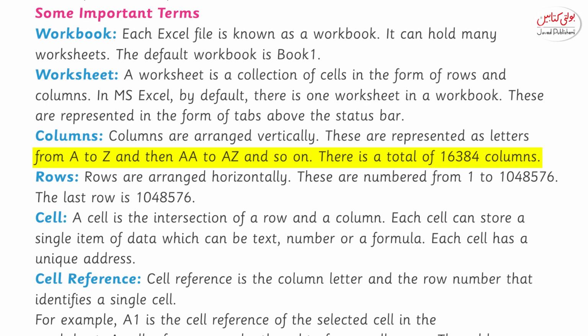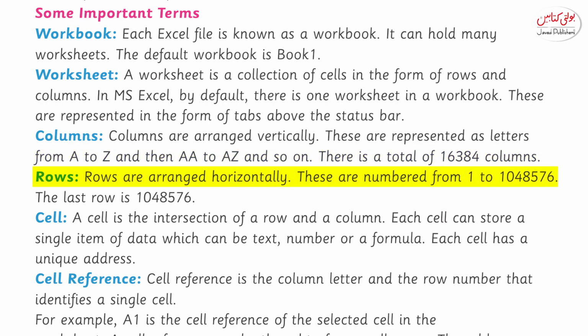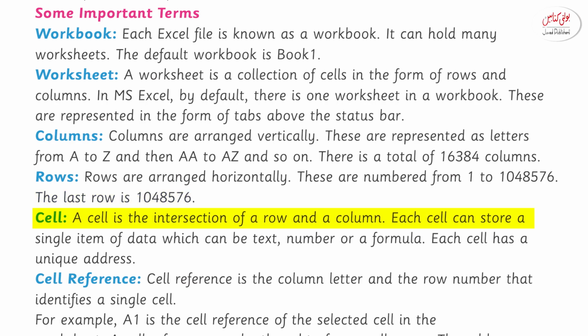There is a total of 16,384 columns. Rows. Rows are arranged horizontally. These are numbered from 1 to 1,048,576. The last row is 1,048,576. Cell. A cell is the intersection of a row and a column.